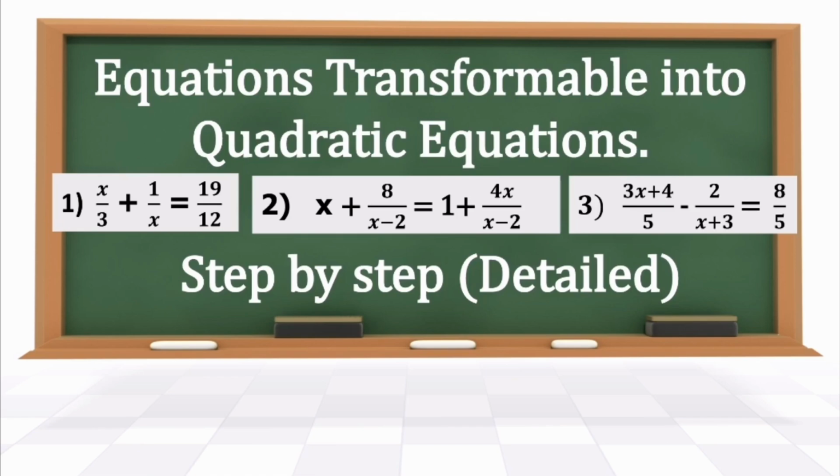In this video, you will learn how to solve equations transformable into quadratic equations. Number 1. x over 3 plus 1 over x is equal to 19 over 12. Number 2. x plus 8 over x minus 2 is equal to 1 plus 4x over x minus 2. Number 3. 3x plus 4 over 5 minus 2 over x plus 3 is equal to 8 over 5.